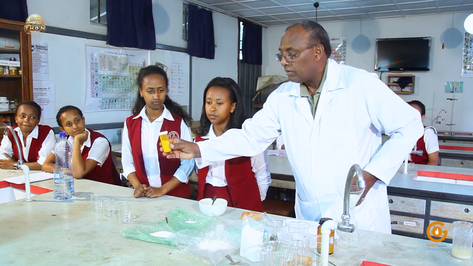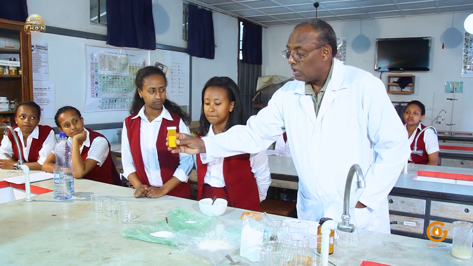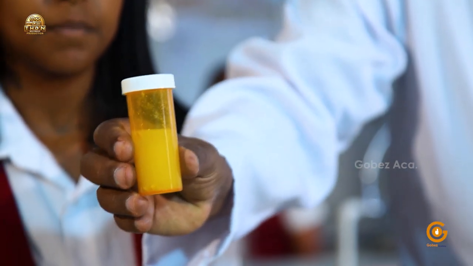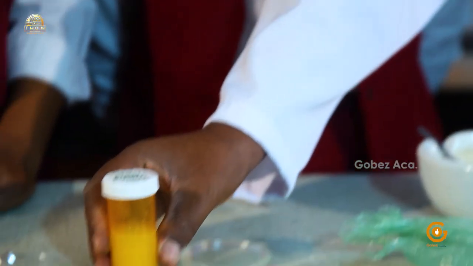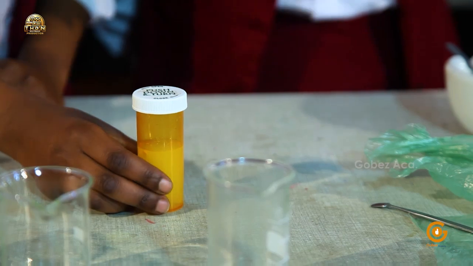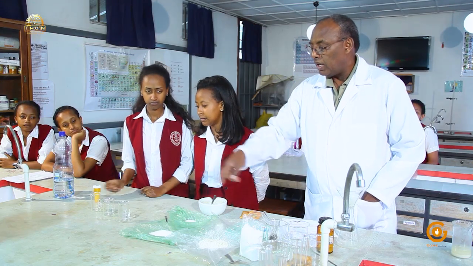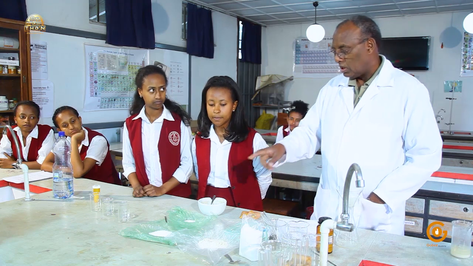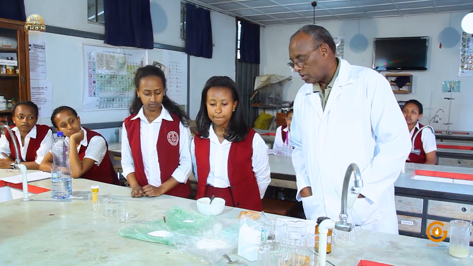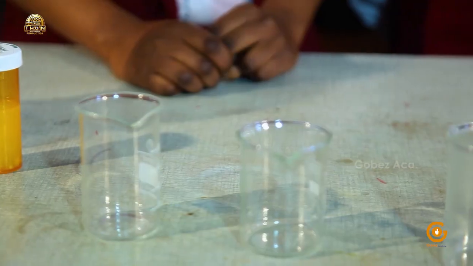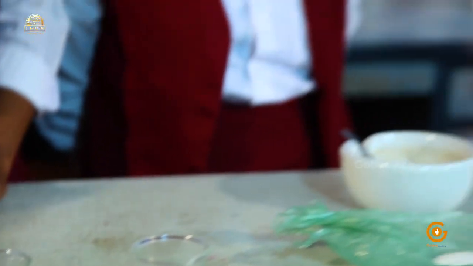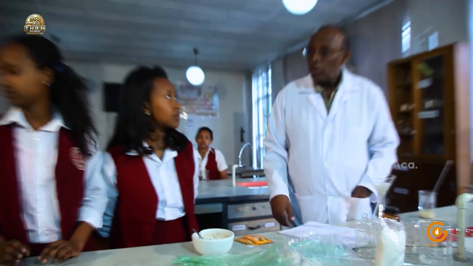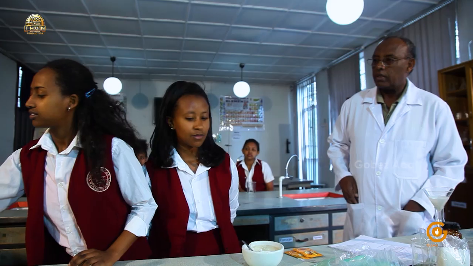Over here is lemonade. It's extract of lemon. We're going to see how we can make it sweeter by adding one of the solutes, in this case sucrose. So you take over.